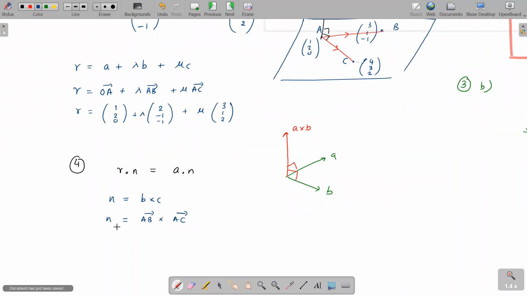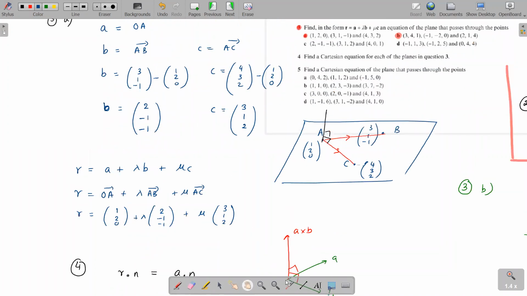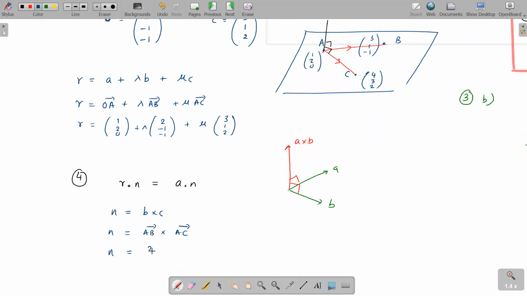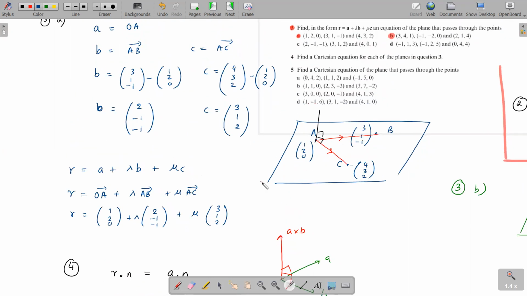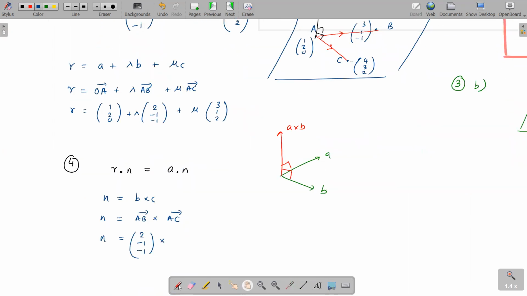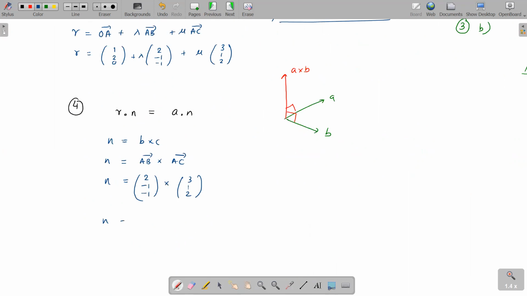Let's get the cross product. AB we found as 2, minus 1, minus 1. Cross product with AC, our AC vector, which is 3, 1, 2. To take the cross product, we set up a 3 by 3 matrix: i, j, k; 2, minus 1, minus 1; 3, 1, 2. Plus, minus, plus.